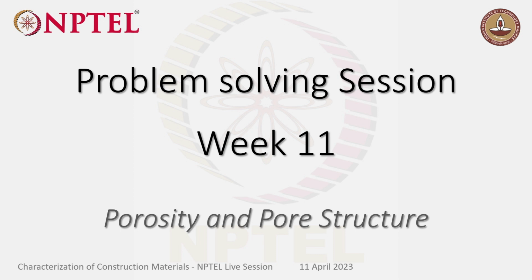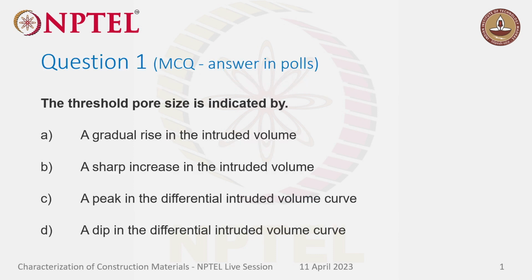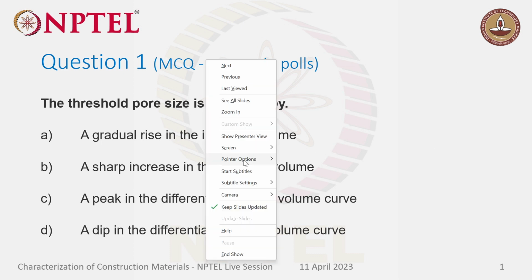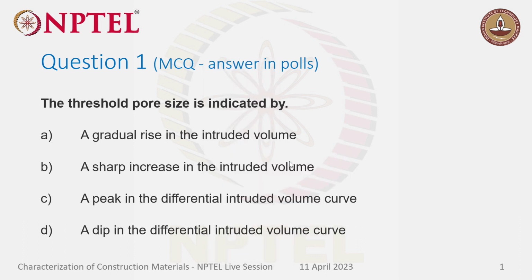Last week we saw about spectroscopy, and this week there is some small content from spectroscopy, but I took the questions majorly from MIP. So here is the first question for this week. The question is, the threshold pore size is indicated by which of the following options? Let me start a timer for a minute.